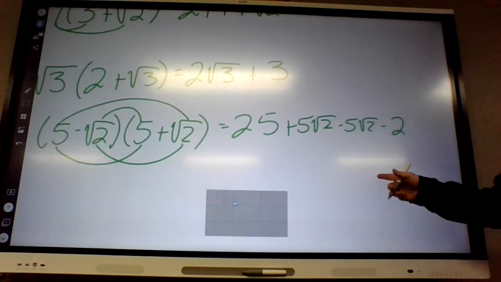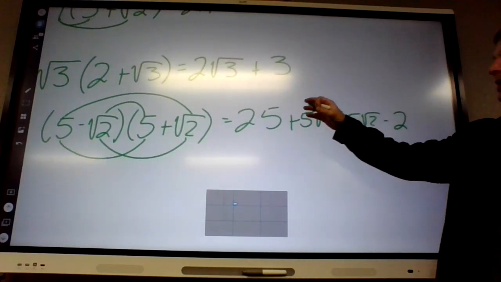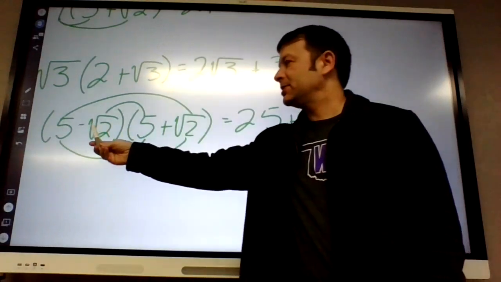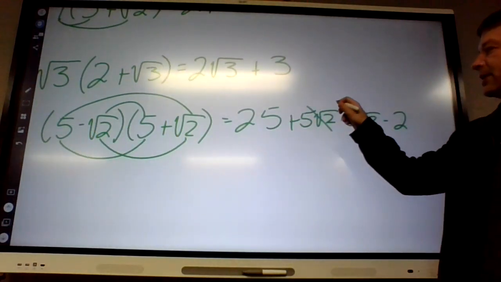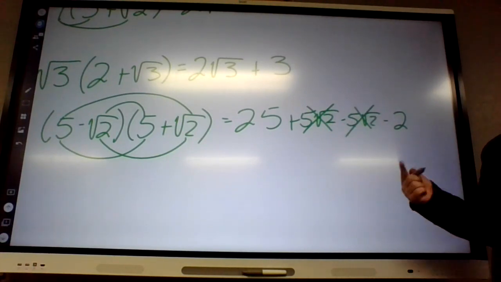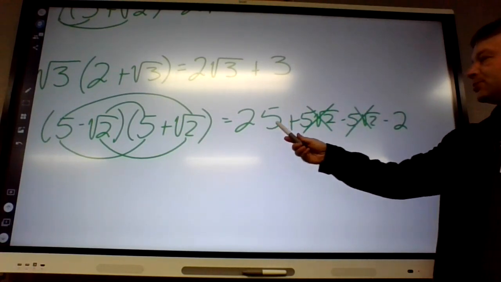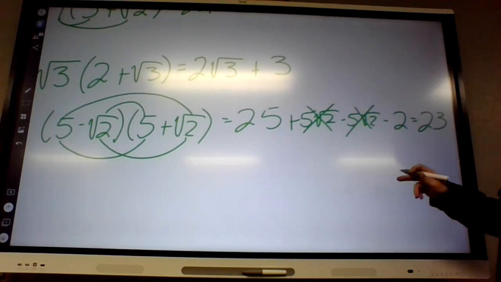On number 9, these are conjugates. You guys remember talking about conjugates? They're like the same, but one's a minus, one's a plus. That always makes the middle two terms cancel out. So we could have just done first and last. So it's just 25 minus 2. Are we just using? Yes.